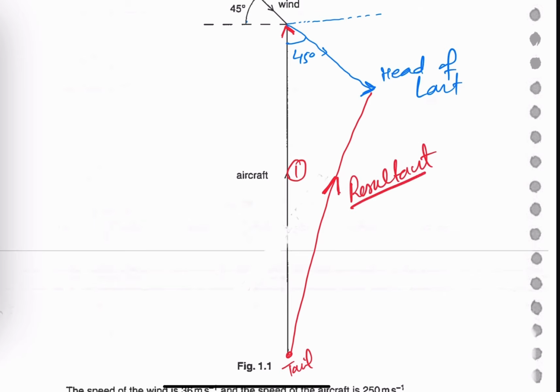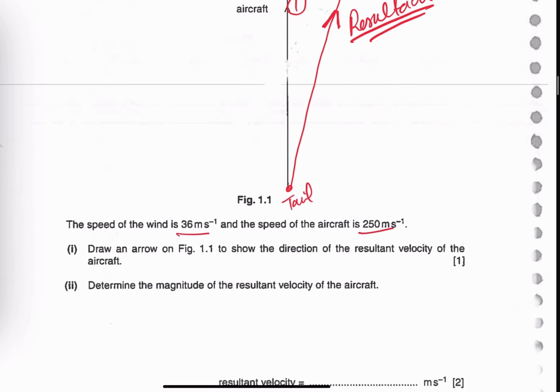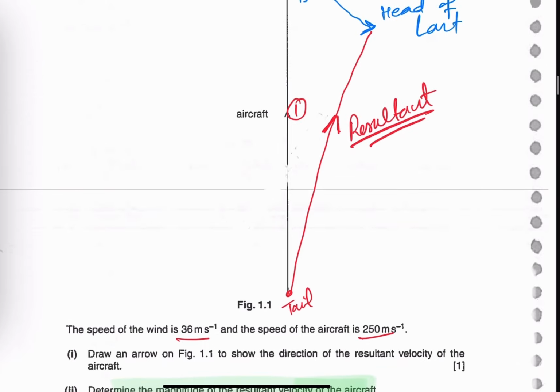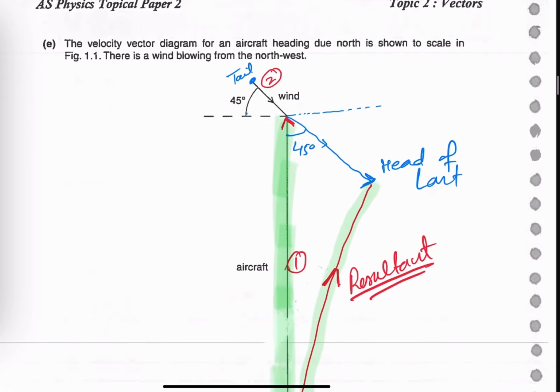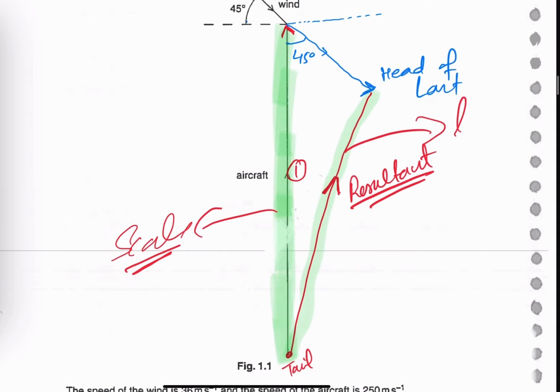If you make it exactly on scale, you can calculate the magnitude as well by just measuring the length with the scale. Determine the magnitude of the resultant velocity of the aircraft. For the magnitude, you have to measure this length, and find out the scale from this diagram. You have the speed of the aircraft, so find the scale from this diagram and multiply this scale with this length. You get your answer.